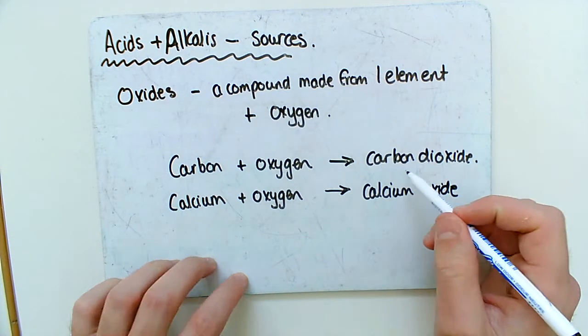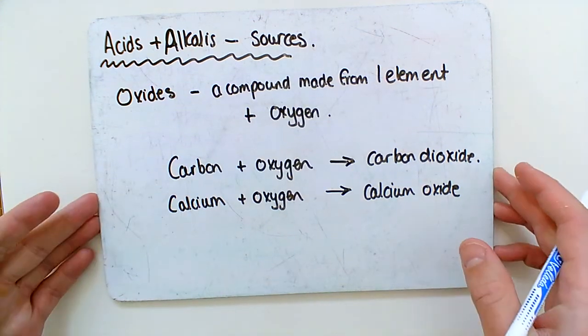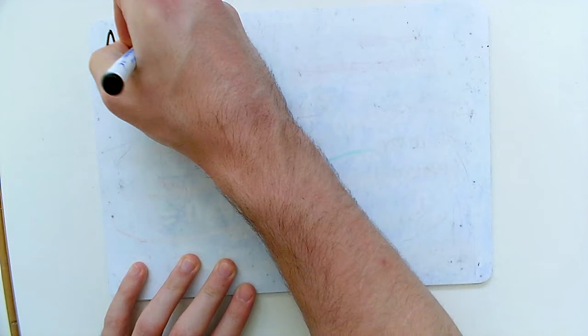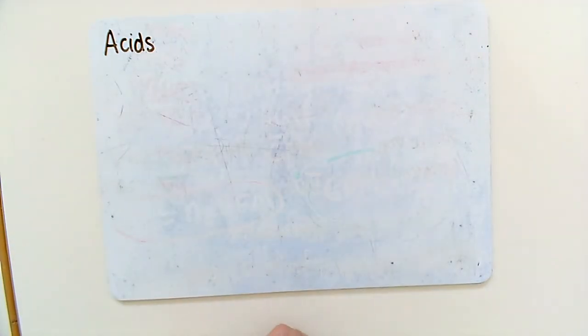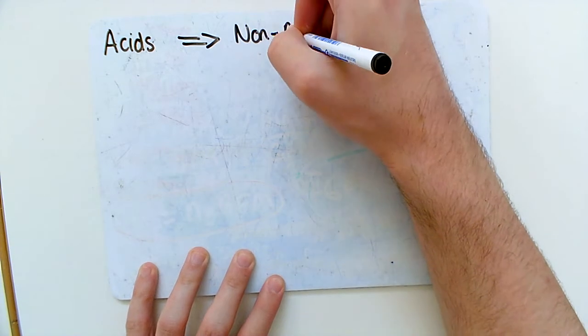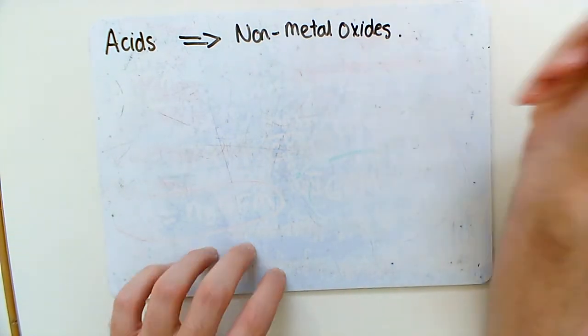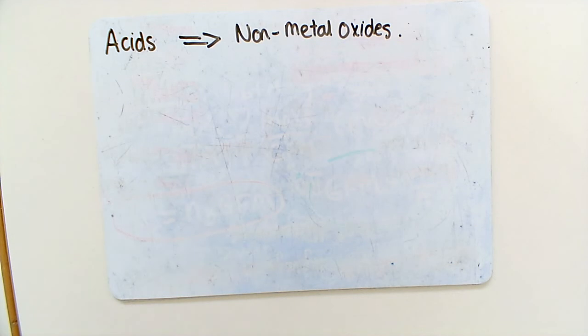So these chemicals here are oxides, and that's what we're going to be looking at in terms of which of those give acid solutions and which give alkalis in solution. We're going to focus first on acids. The general rule is that acids are non-metal oxides. All that means is that the chemical that's been reacted with oxygen is a non-metal.